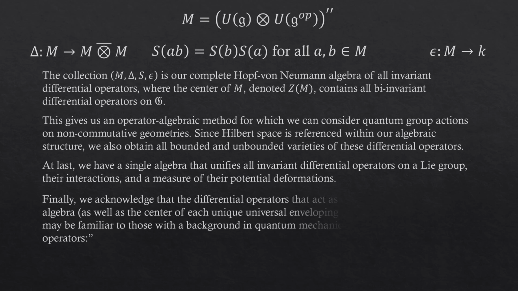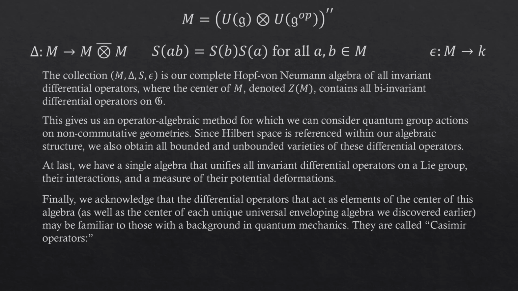And so finally, we acknowledge that the differential operators that act as elements of the center of this algebra, as well as the center of each unique universal enveloping algebra we discovered earlier via isomorphism, may indeed be familiar to those with a background in quantum mechanics. We call them the Casimir operators. They do not distinguish between acting on the left or the right.